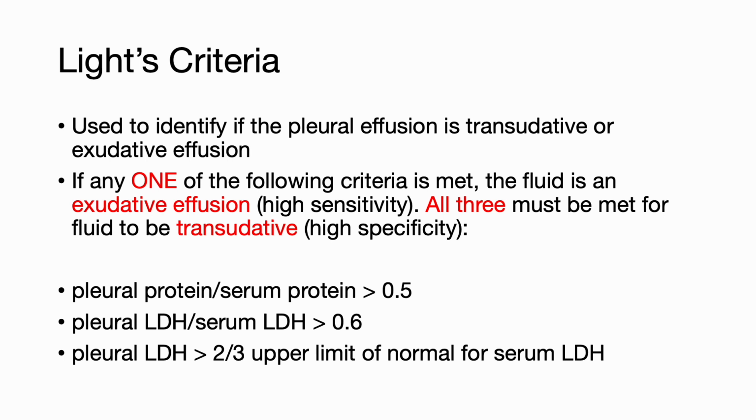Pleural protein over serum protein over 0.5, pleural LDH over serum LDH over 0.6, and pleural LDH over two-thirds the upper limit of normal for serum LDH.